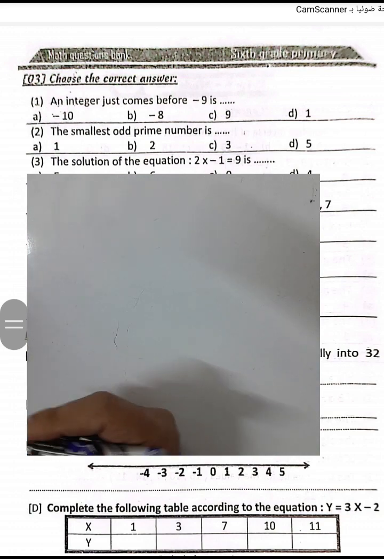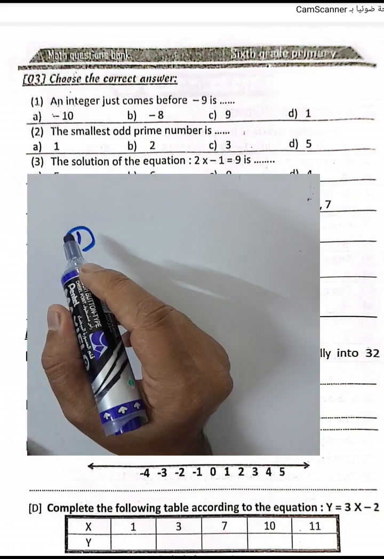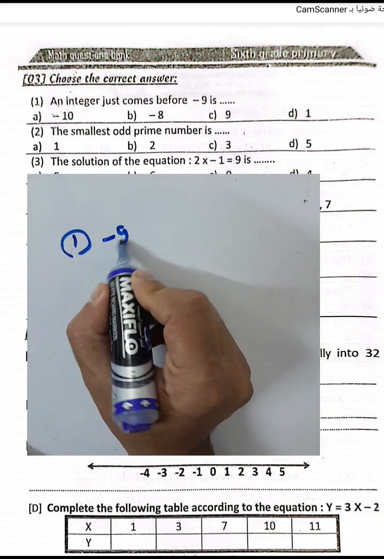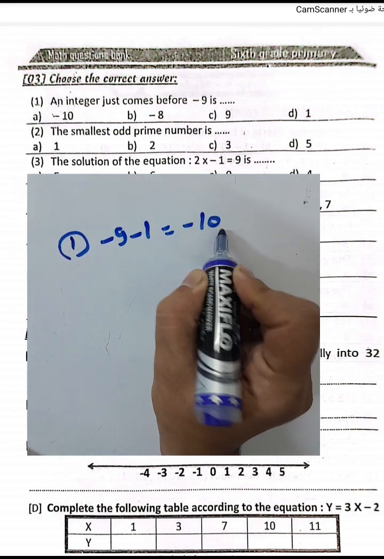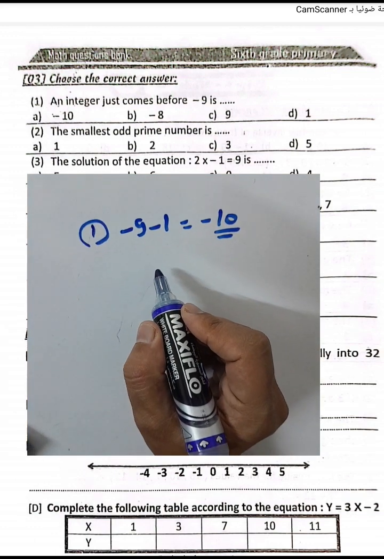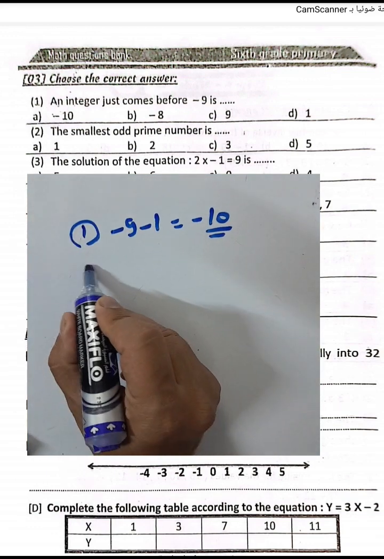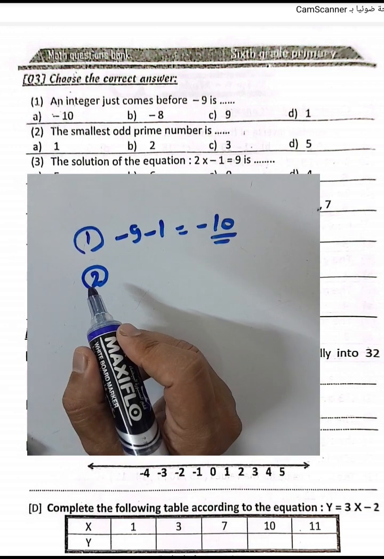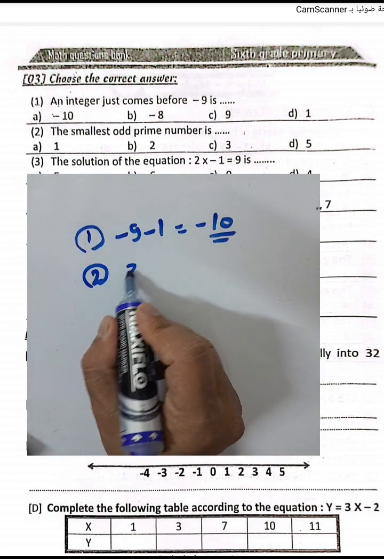Question number 3. Number 1. An integer that comes just before -9, subtract 1 from it, it will be -10. Comes before means subtract 1 from the number. Question number 2. The smallest odd prime number will be 3.